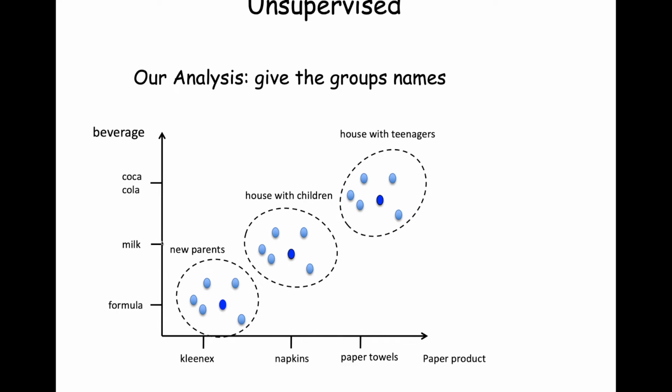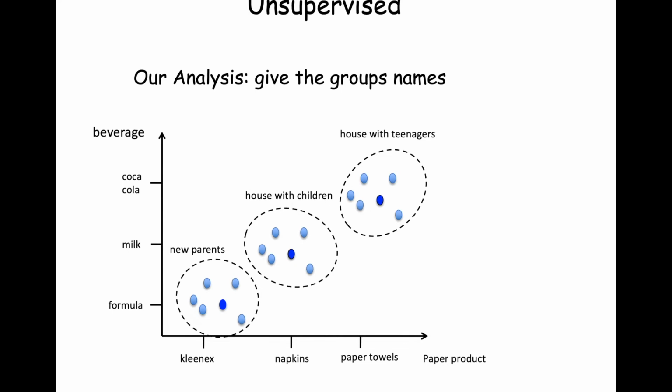As children grow, they drink a lot of milk. Does a body good, as the commercial says. But nonetheless, you might label this second group as being house with children. So then, teenagers, maybe they drink more Coca-Cola or what have you, and they use more paper towels. And so you might go in and label this grouping, a group of customers who tend to buy more paper towels and tend to buy more Coca-Cola or cola-like products. You might call that a household with teenagers.